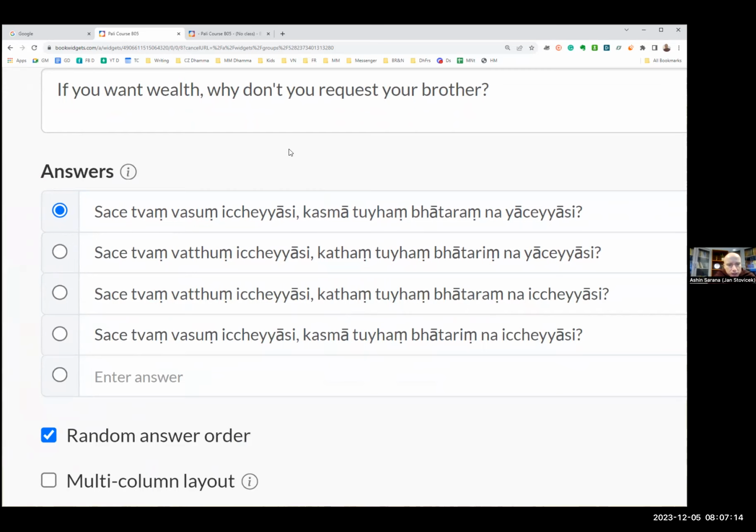If you want wealth, why don't you request your brother? Sachetvang vasung icheyasi kasmatui hang bhatarang nayachi yasi.